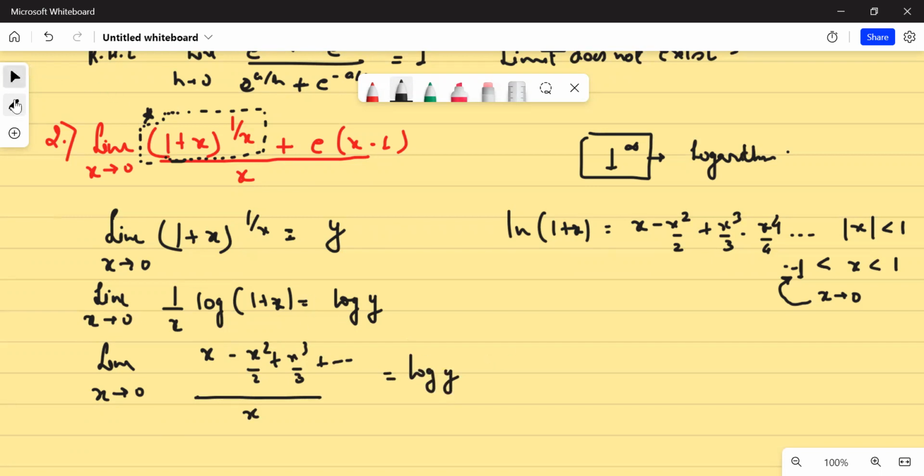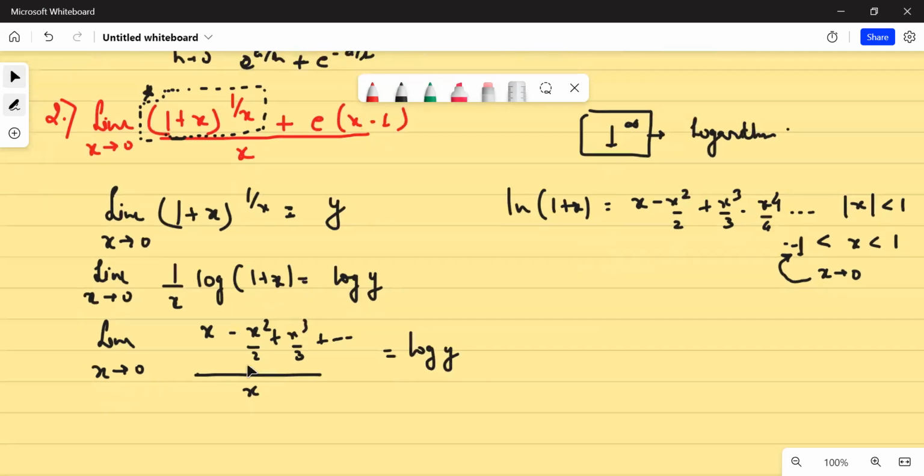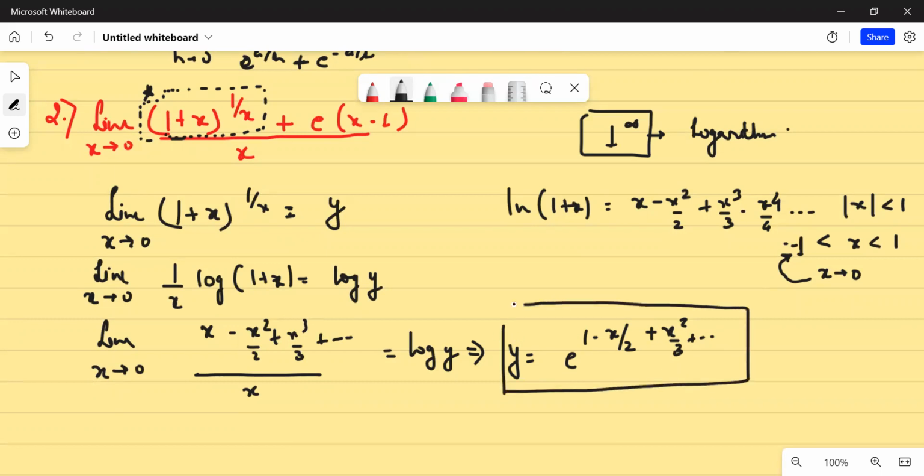Yes. And if eventually I need what is my y, so I'll write that my y is equal to what? So here I'll write my y is equivalent to writing e raised to power 1 minus of x upon 2, right? And plus I should write x square upon 3, and there would be higher terms. I'm not bothered about it anyway. So this is how it will be. Is it fine? Yes, sir.